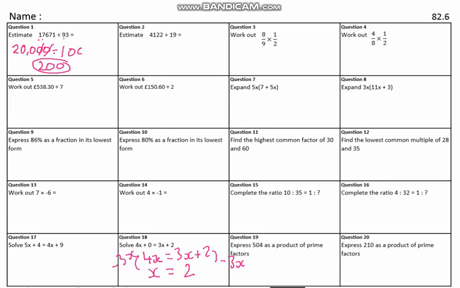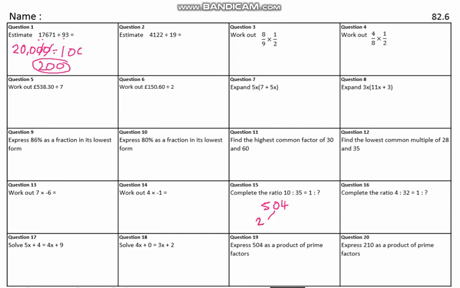Okay, last two. We want to express 504 as a product of prime factors. A bonus here is that we've got loads of space now. So let's start 504 up here. Oh, it's all disappeared again. Oh well. So 504 as a product of its prime factors.